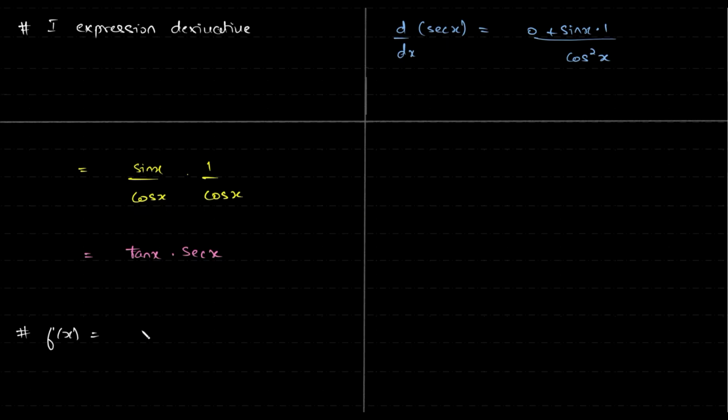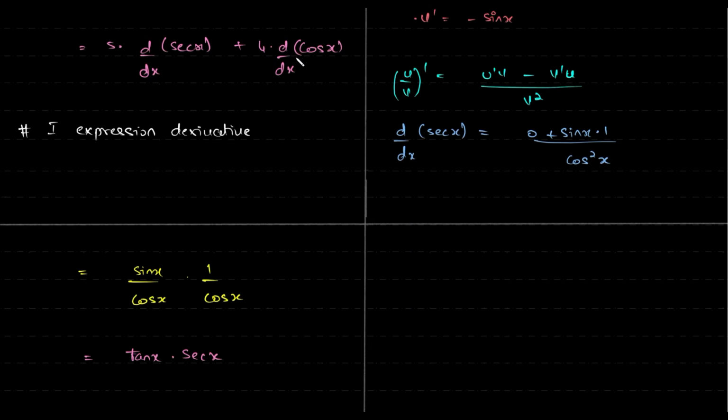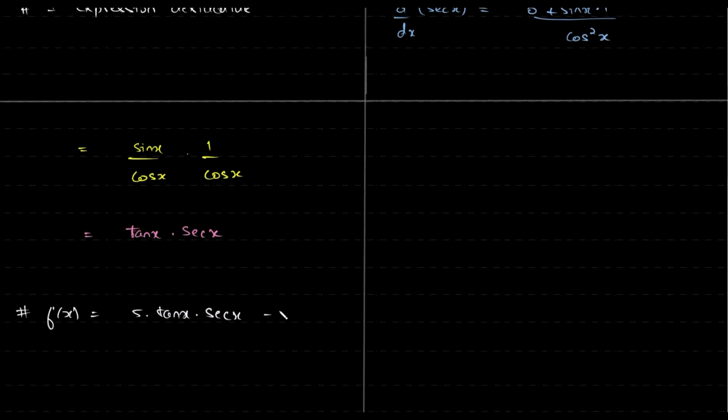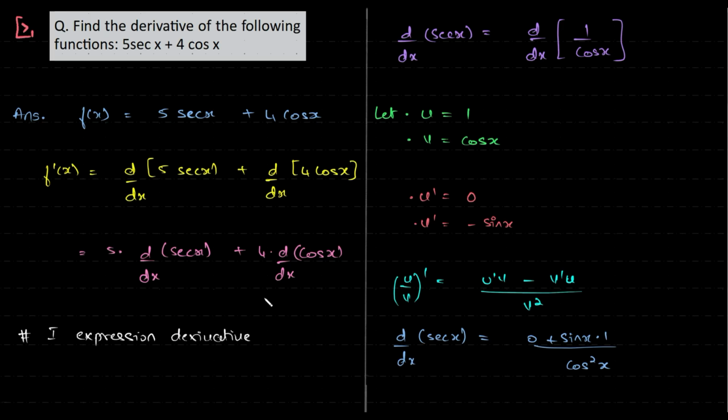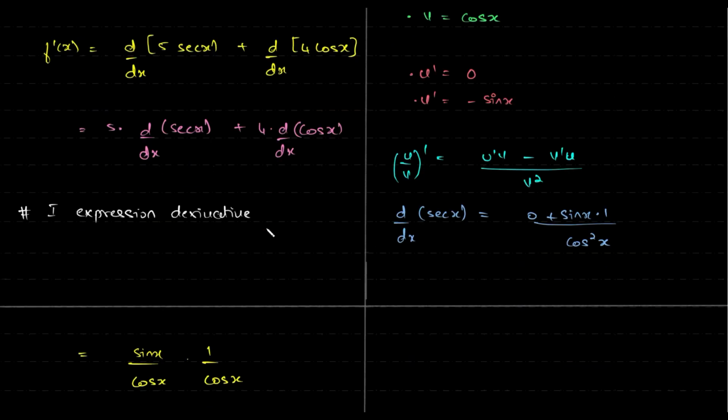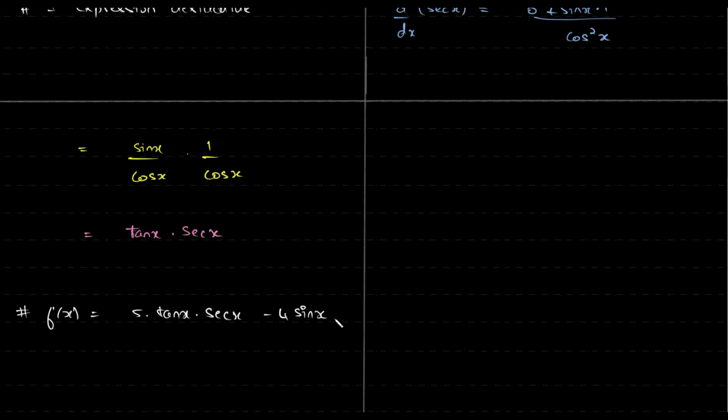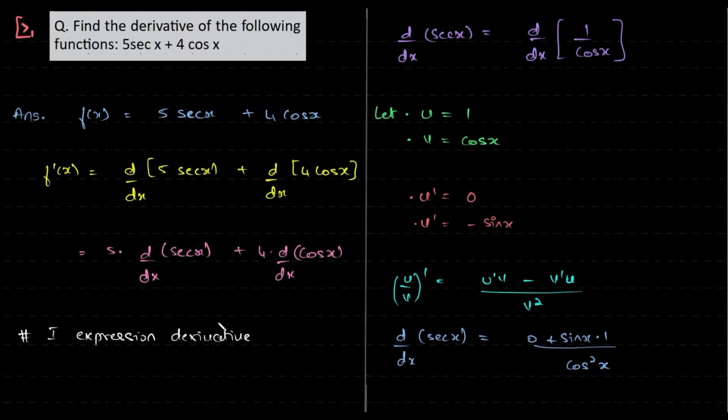F prime of x is equal to 5 times tan x into secant x, and we have 4 times the derivative of cos x, which is minus sin x, so minus 4 sine of x. Again, this is for a 3 or 4 marker answer. The same question in MCQ form or as a 1-marker question, you can directly jump from here till here. So you can skip this kind of derivation.